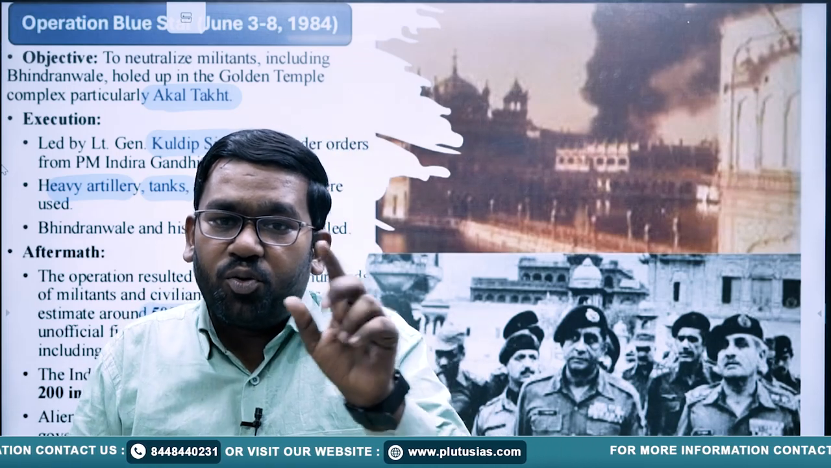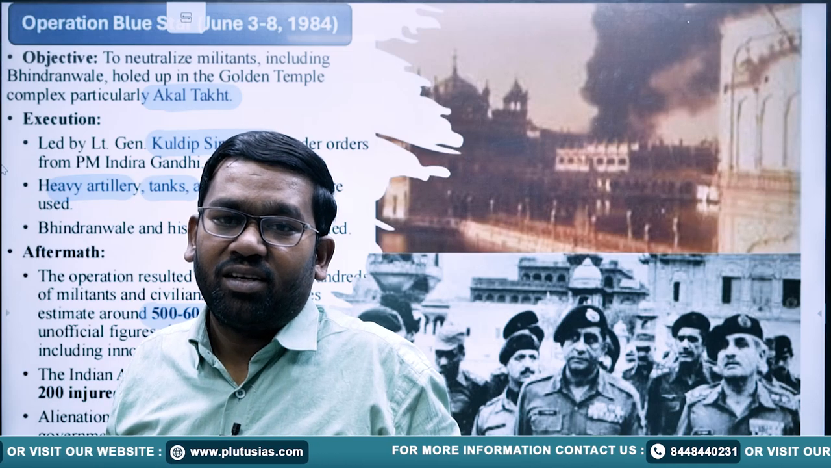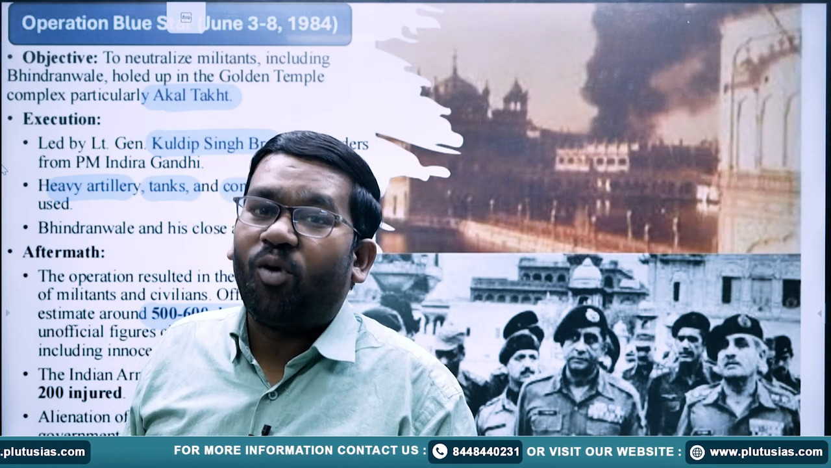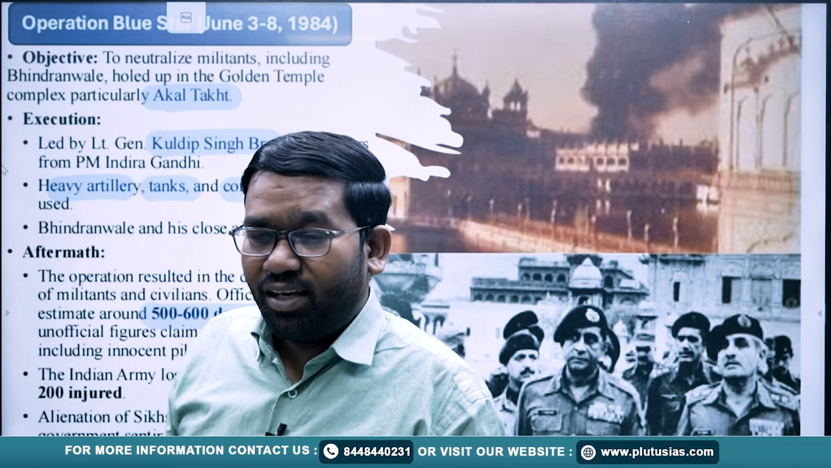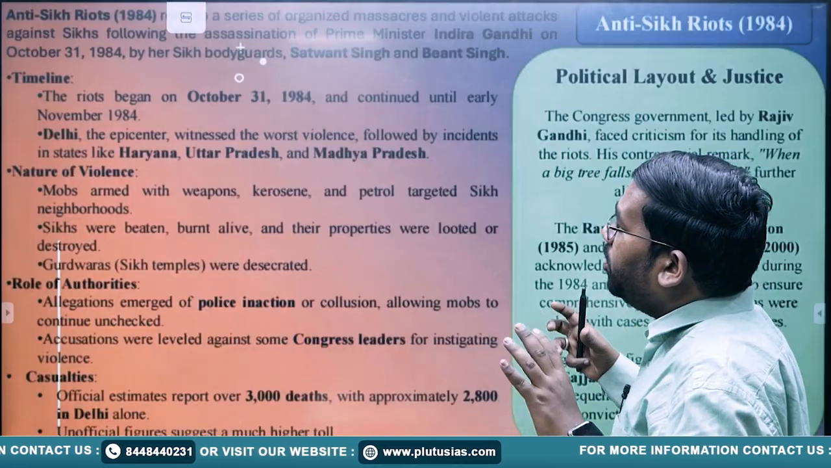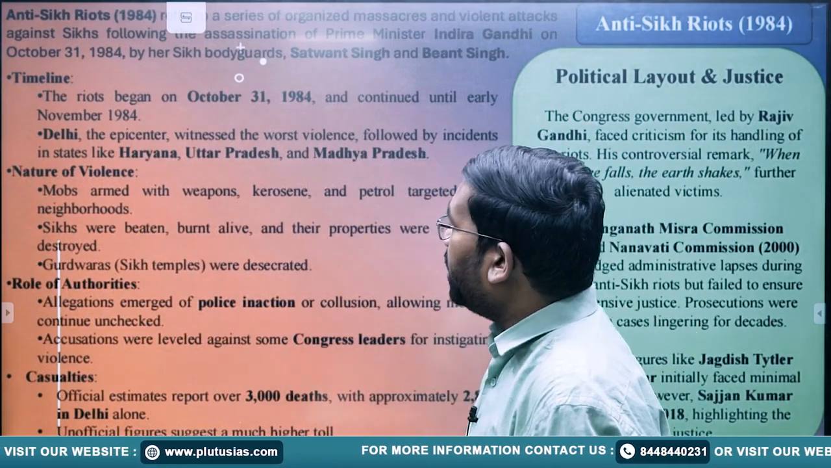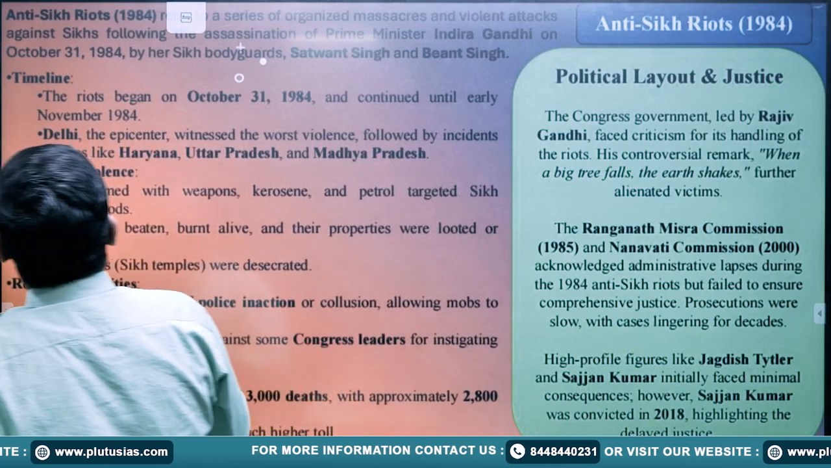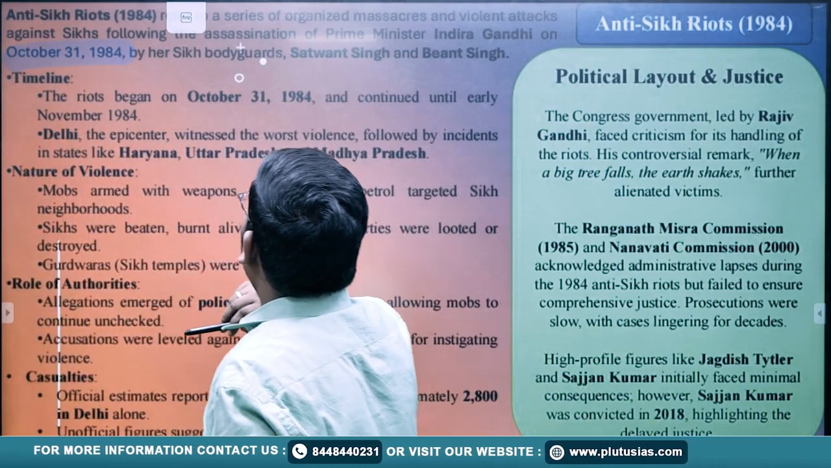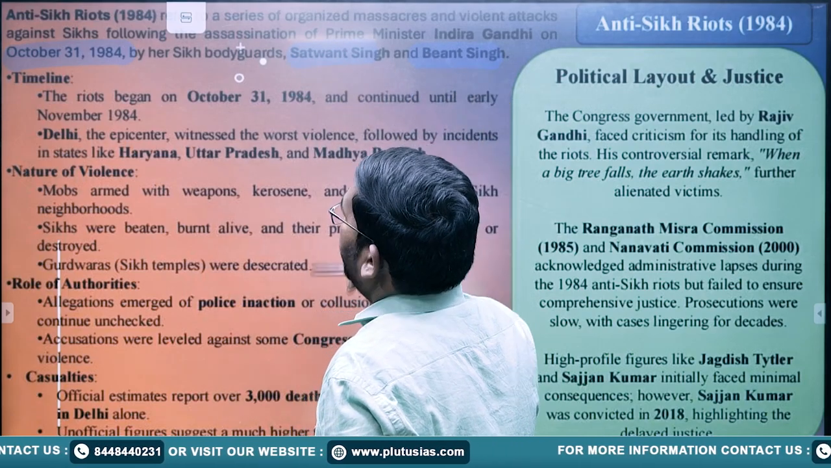So there were two important bodyguards, and the IB had informed the Prime Minister that you should especially not keep any Sikh bodyguard, it will harm your health, है ना, it is a chance. So the IB and the bureau had knowledge that she could be assassinated, and the same thing happened to her on the 31st of October 1984, especially by the two Sikh bodyguards. One is Satwant Singh and then we have Beant Singh.